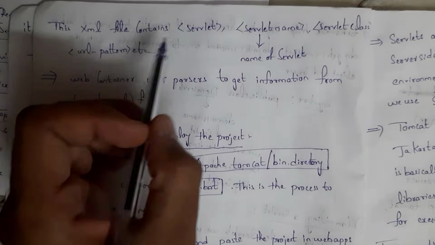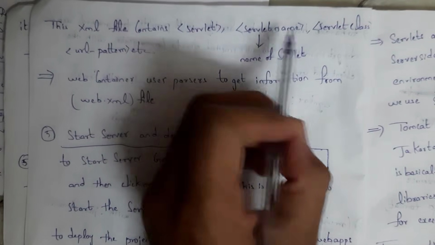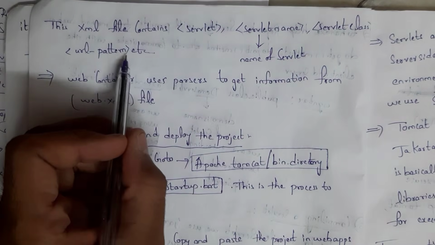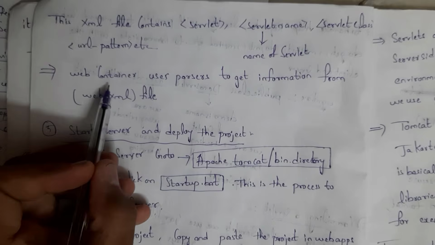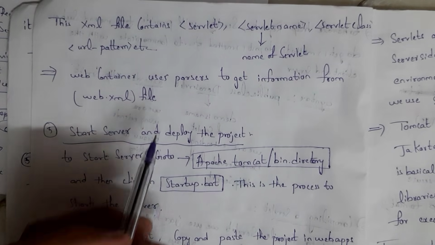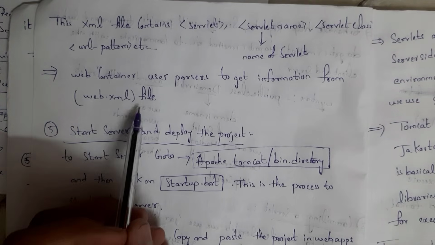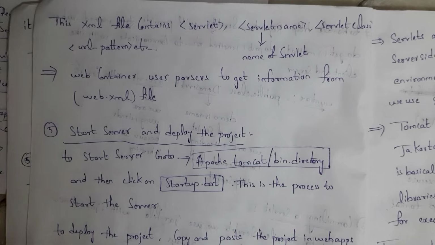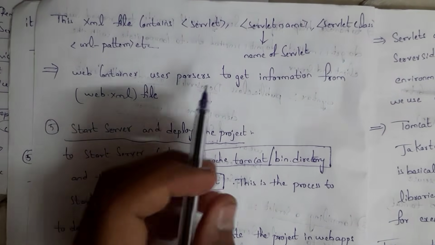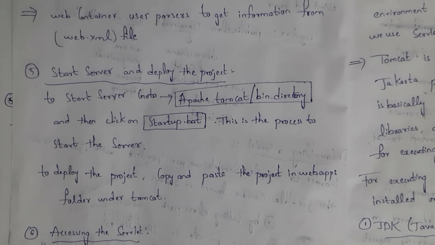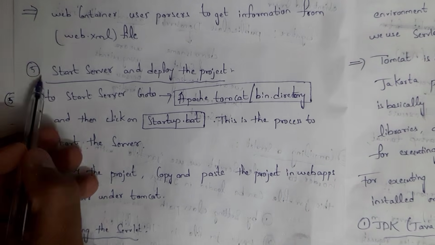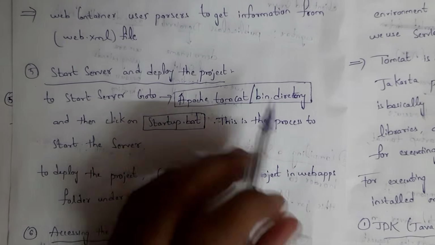This XML file contains servlet, servlet name, servlet class, and URL pattern, and so on. And this web container uses parsers in order to get information from the XML file. There is a huge amount of information present in this XML file, and in order to get this information, the web container uses a parser. In the fourth step, we have created the deployment descriptor.